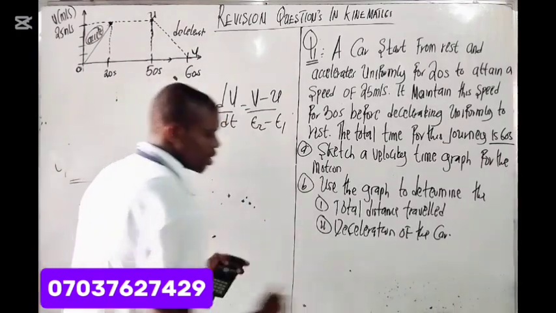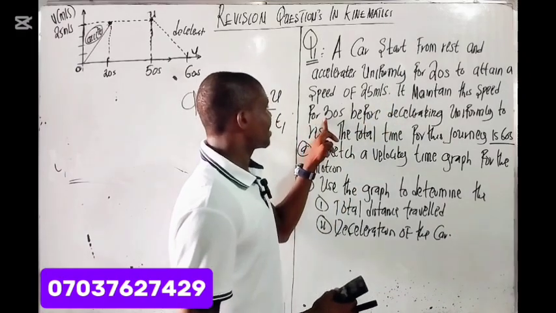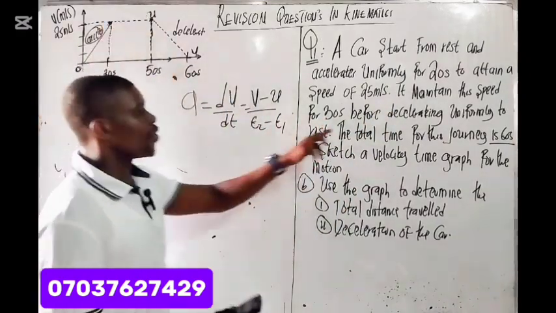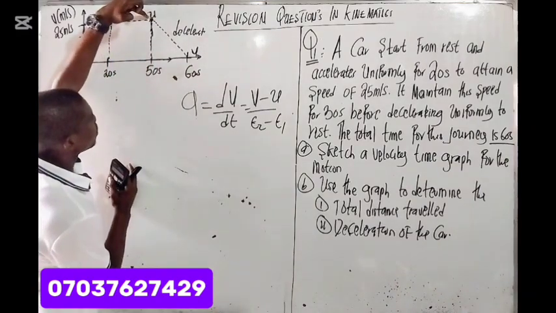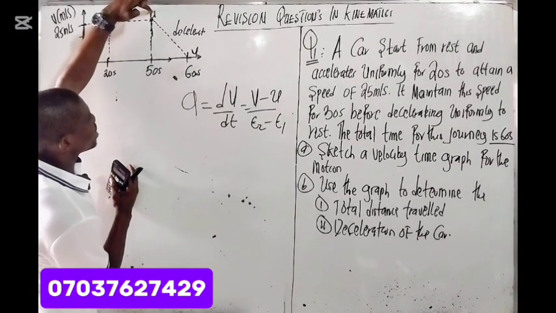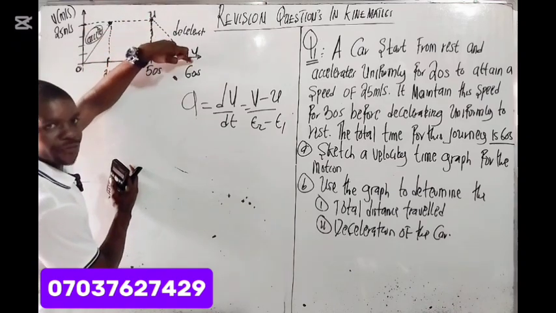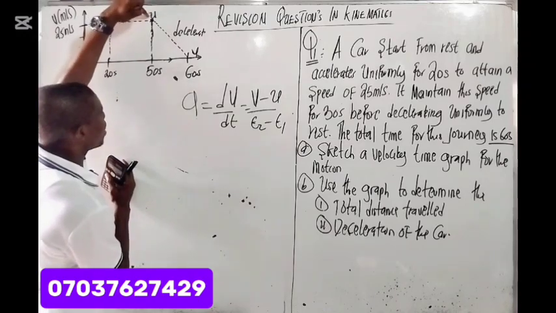If you look at it very well, it maintains speed for 30 seconds here, right? Before decelerating. So deceleration starts from here. So here will now be my initial velocity. Once you get down, we go on to the final velocity. Hope you understand.